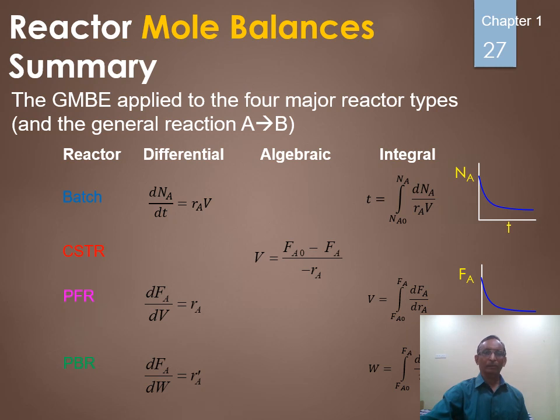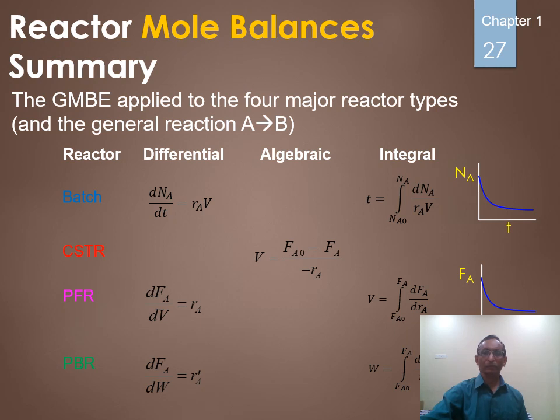For PFR it is dFA by dV, because PFR and PBR are flow reactors. In a batch reactor, the number of moles changes, that's why it is Na with respect to time t. The flow rate changes with respect to volume, dF by dV. Parameters change with respect to catalyst in a PBR: dFA by dW equal to Ra dash. You know the difference between Ra and Ra dash.